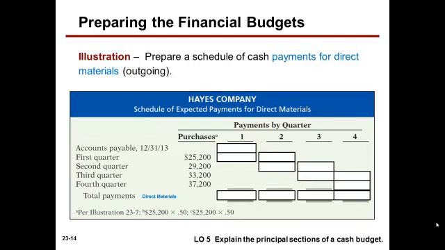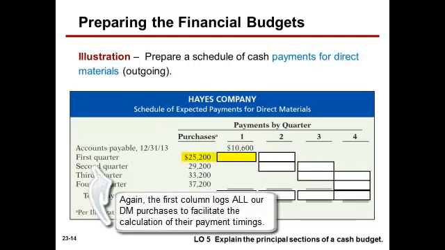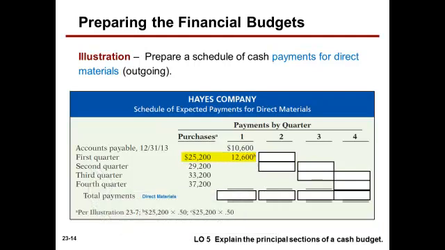Let's switch to cash payments for direct materials. First of all, we expected our payables balance at December 31st to be paid off in the first quarter, $10,600 outgoing. And for our total direct material purchases in the first quarter, $25,200, the assumption is that half of that, 50%, will be paid in the quarter that we committed those. That 50% will be paid in the quarter that the purchase is made, $12,600 in the first quarter outgoing. Total cash outflows for payment of direct materials, $23,200 in the first quarter.